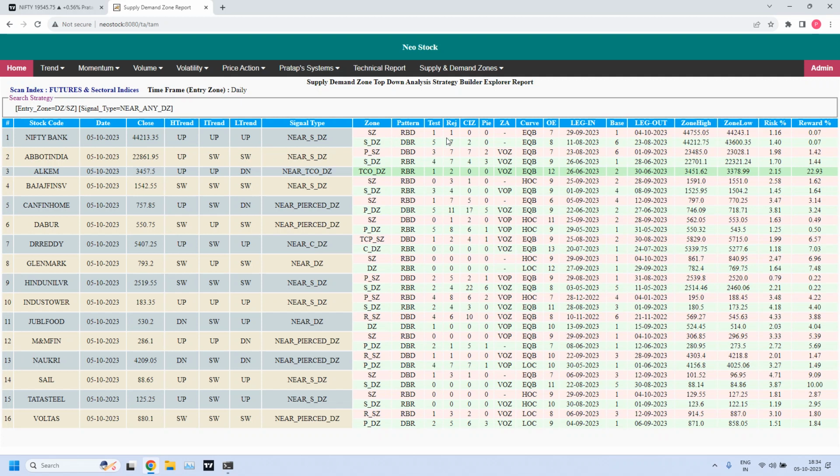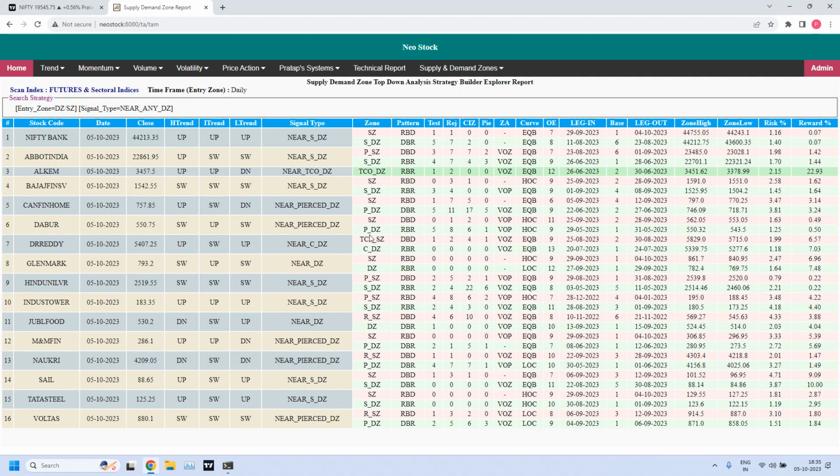Like I explained for Nifty 50, right? It is not a candidate because it is already pierced. And we have Bajaj Finserv. It already gave 3 tests. You have to take a deep entry now. Yesterday it gave an entry and today it reached the target. And now again it is coming back near to the demand zone.